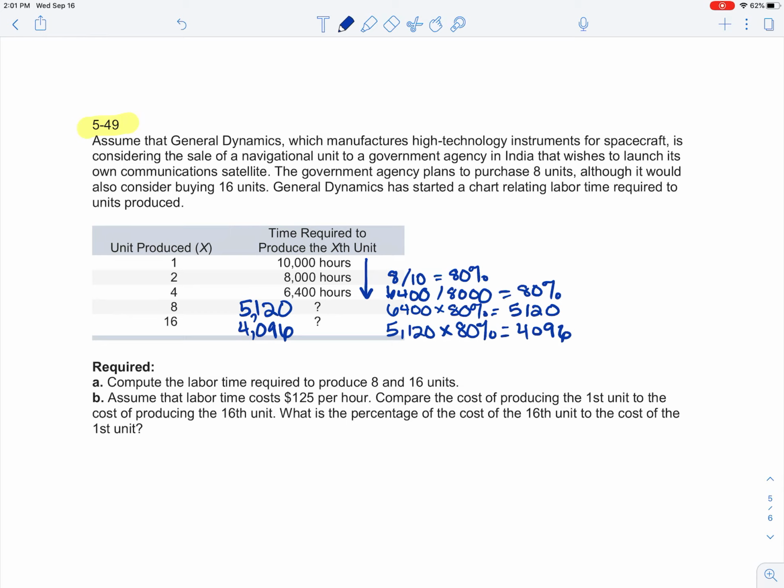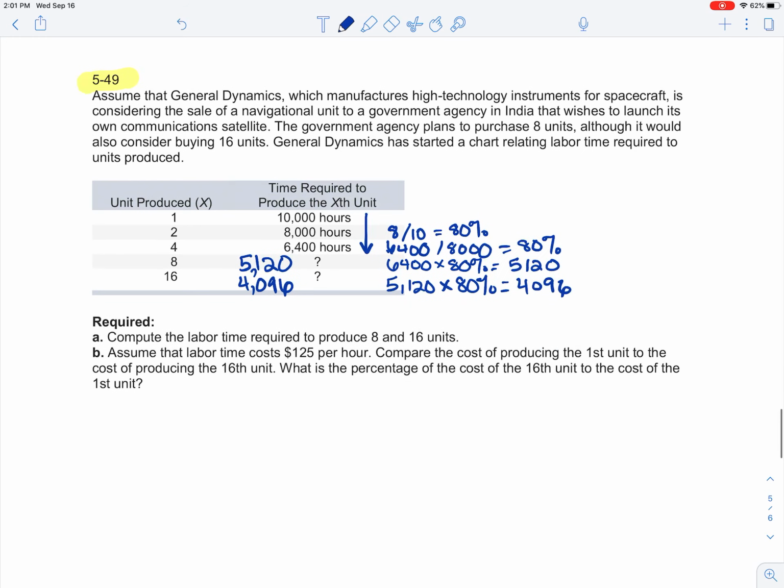The question is, how much money is that saving me? And as a manager, that's what you really want to look at. So we're going to look at how much it costs me to make that first unit versus how much it costs me to make the 16th unit and what effect that had. So for that first unit, it took me 10,000 hours to make this unit. It cost me $125 per hour, which is a lot of money. So that's my first unit.